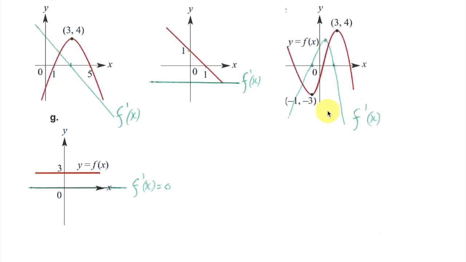And finally G. G, we've got a horizontal straight line at y equaling 3. If we take the derivative of a constant, then we'll get 0. So therefore, the derivative of this red line will become this green line, y equaling 0.